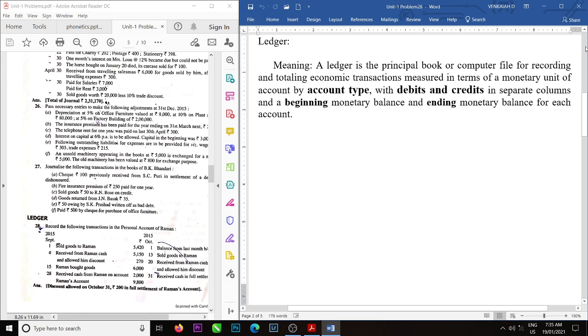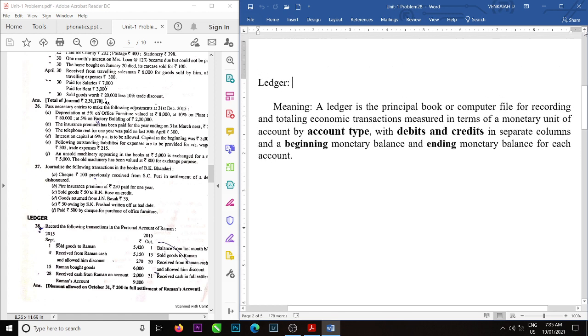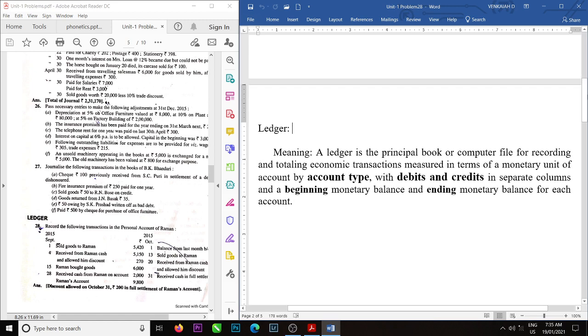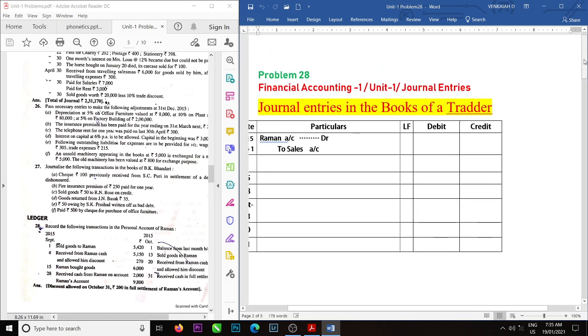First, we will pass journal entries. Two months of transactions were given to us. We will just pass journal entries. The journal entries format is as usual. The ledger format will be debit and credit. Right. Problem number 28.